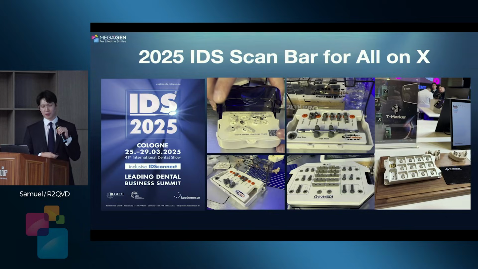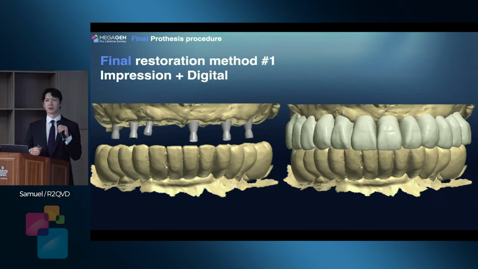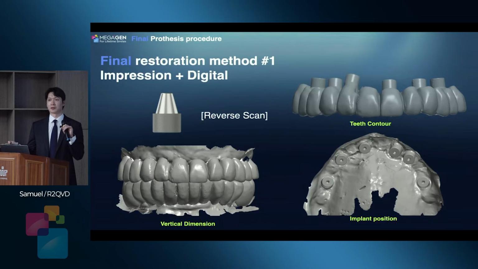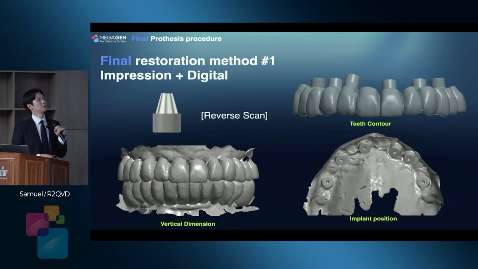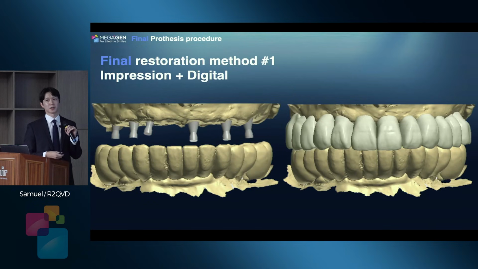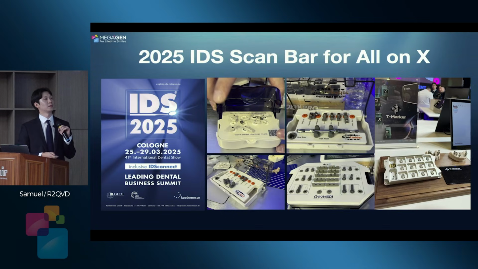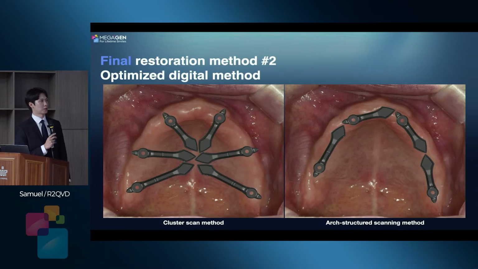And the other one is we want to make it shorter. This one, we have to do scan and impression together. It's not good. So we checked, and there is so much research for the ProArch. There are so many scan bars in the world. For the ProArch, they say Oronex prosthesis, something like that. So that's why we made a ProArch scan bar.